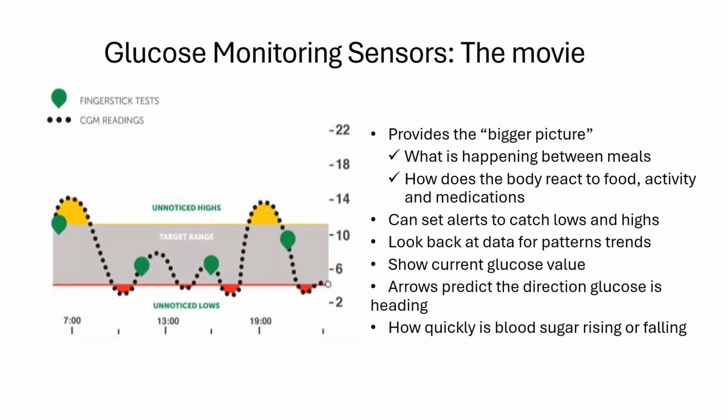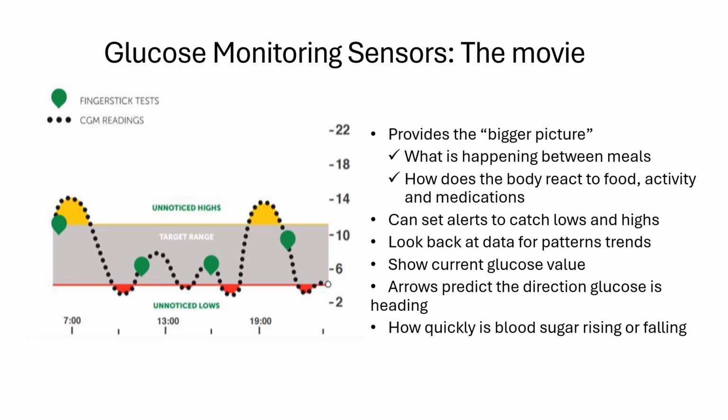When we look at a continuous glucose monitor, we're seeing the bigger picture. When we test someone's blood glucose with a finger poke, even if it's 4 times a day, which is quite a lot, we're not seeing what's happening in between the meals or overnight, how the body's reacting to food or activity or medications. And we can set alerts to catch the lows and the highs, look back at trends, show the current glucose value, and a predictive arrow to say what direction the sugars are going and how quickly that glucose is rising or falling.